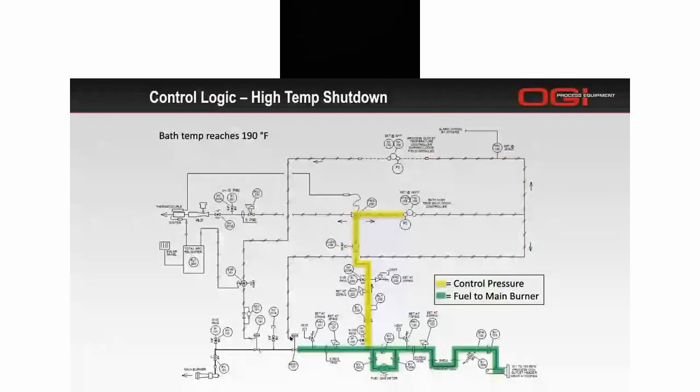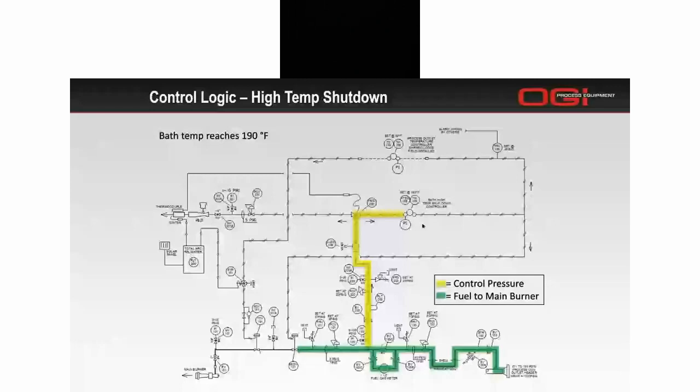So let's talk about, what are a few things that can cause a shutdown situation? Well, one of those is that in this case, we've got a bath temperature that reaches 190 F. Again, that bath temperature is pretty important. We don't want to coke our fluid. We don't want to oxidize it. We certainly want to be nowhere near boiling anything in this. This is not a boiler. It's not meant to be.